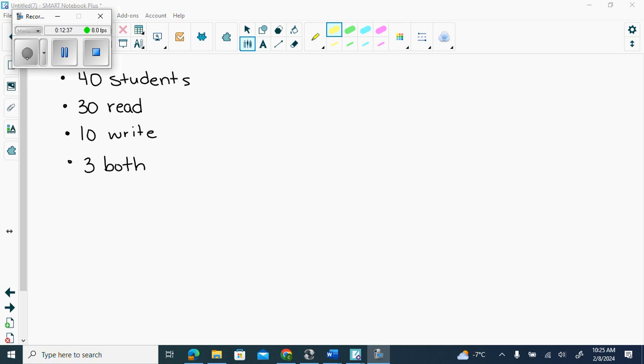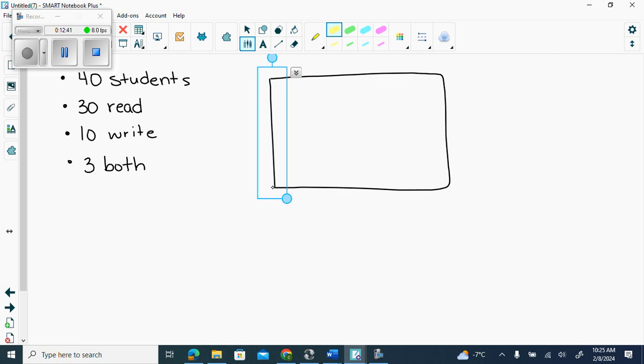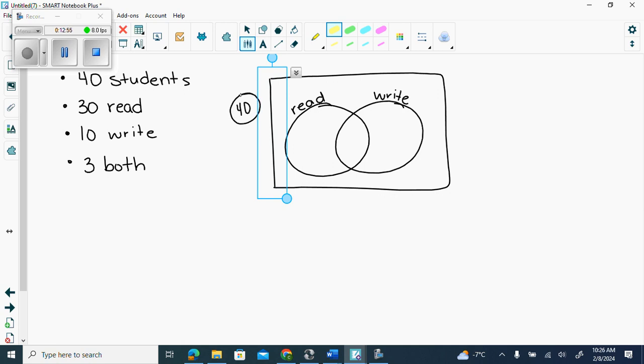Okay? So, we have ourselves a Venn diagram. The blue box over here. Okay, cool. So here I have read, write, and then I put 40 out here to help myself, because I know in the end, when I'm done filling in all 4 spaces, I have 40. Okay? 4 spaces, 40.